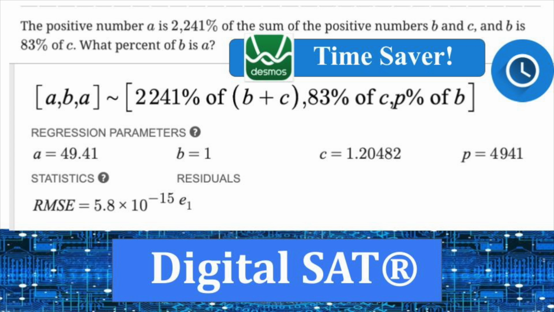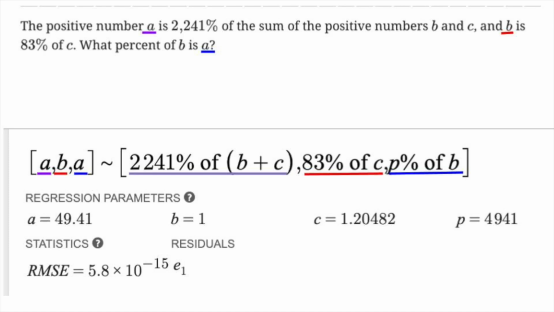The positive number a is 2,241% of the sum of the positive numbers b and c, and b is 83% of c. What percent of b is a?